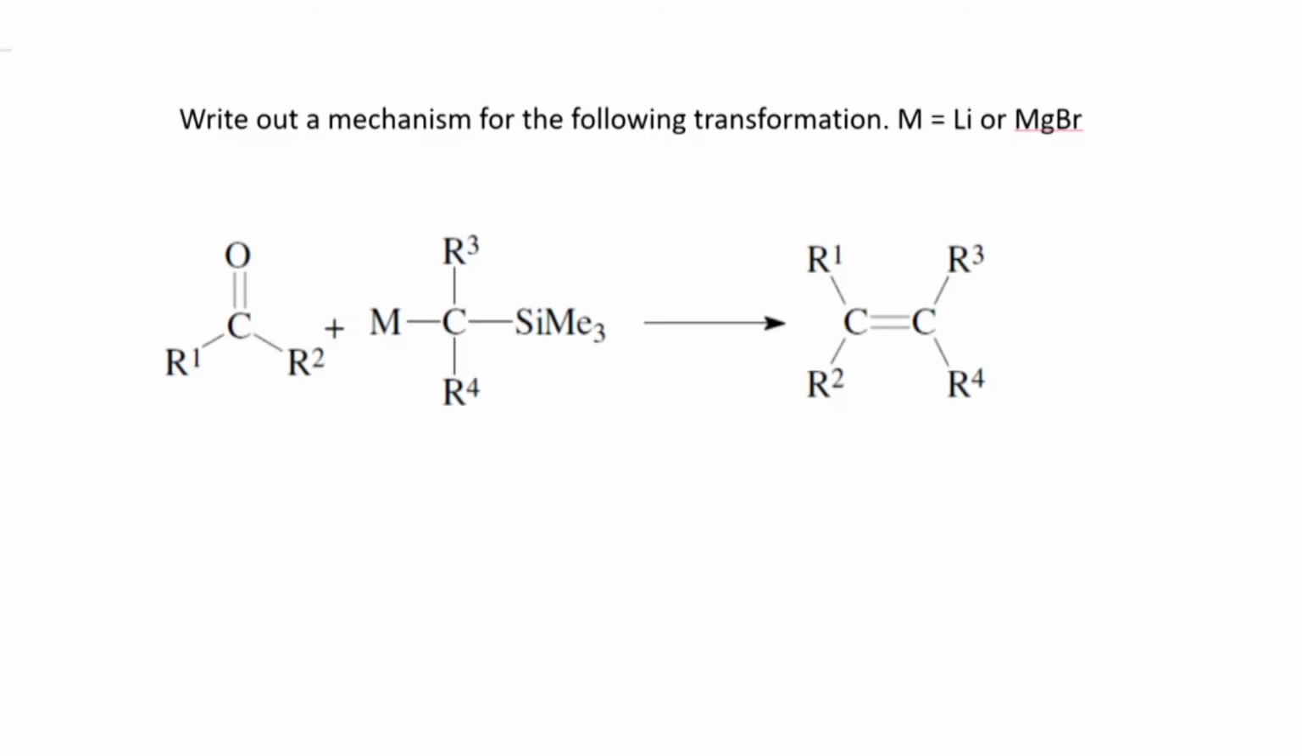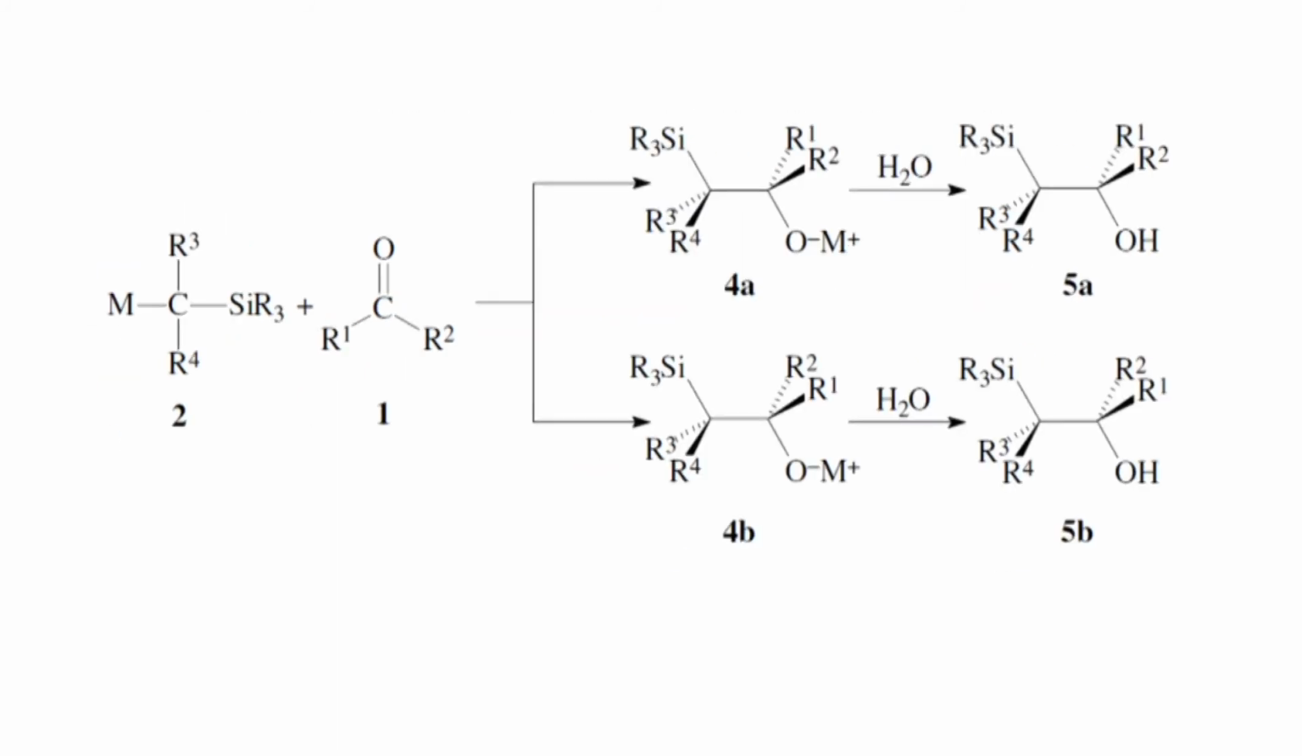Next, we'll move on to the next question, which is writing a mechanism for this transformation. So here we start with this metallated silyl compound. The metal can be lithium or MgBr, which is the Grignard reaction, and reacted with a ketone, and to form the olefin. So the first step here is the addition of this carbon metal bond across the C double bond O, and it's going to produce two distinct sets of conformations or products.